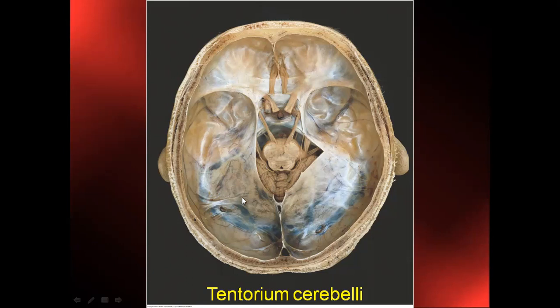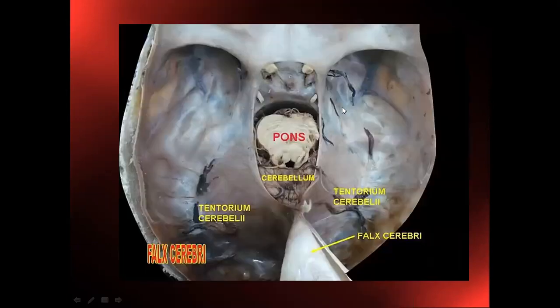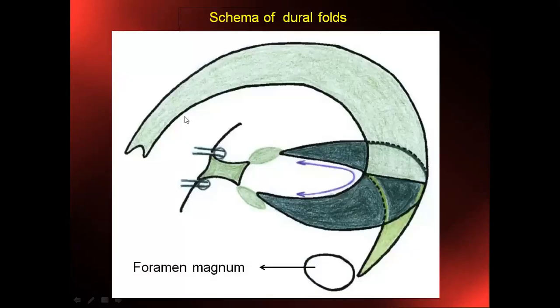Above this tent-shaped fold of dura mater, we will have the occipital lobes of the cerebral hemispheres. If you cut and remove this, you will see the two cerebellar hemispheres. Now, this complete thing, whatever you see, is the tentorium cerebelli. In the midpoint of the tentorium cerebelli, you will see the falx cerebri is attached. So this sickle-shaped fold of dura mater is the falx cerebri, and this tent-shaped fold of dura mater is the tentorium cerebelli.